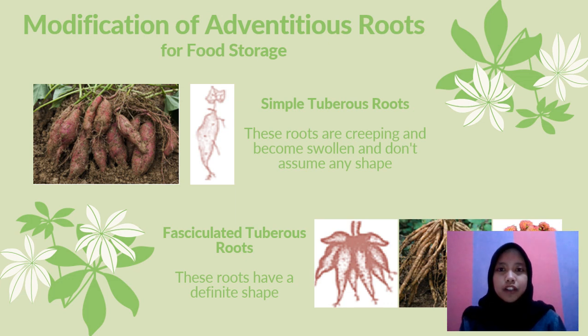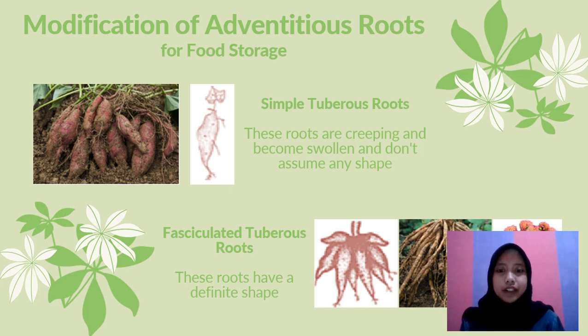And then modification of adventitious roots is divided into two, which are for food storage and for support. For food storage, there are simple tuberous roots. These roots are creeping and become swollen and don't assume any shape. So they don't have any definite shape and they grow inside the soil. The example is sweet potato.